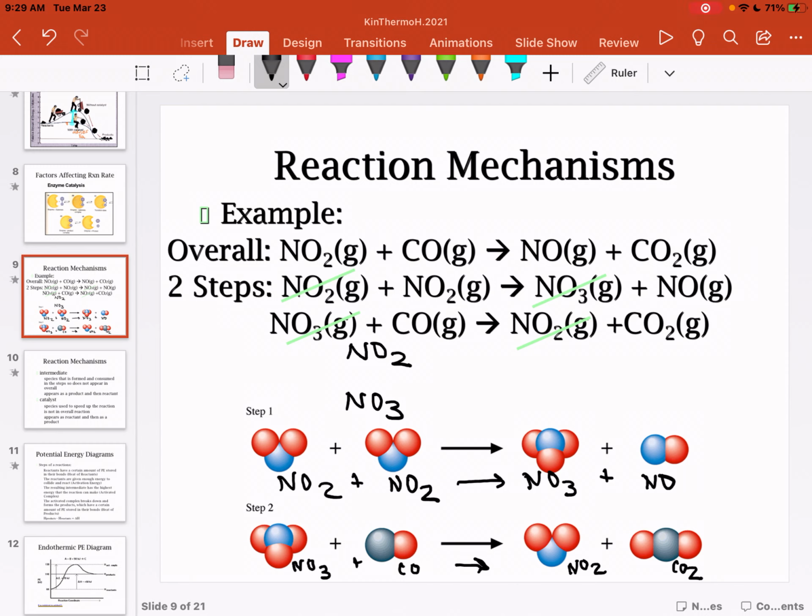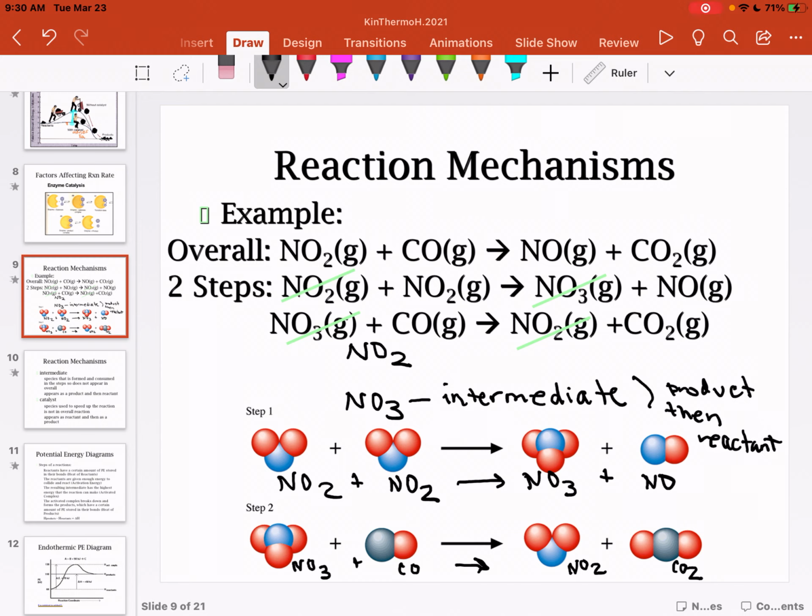Now you heard me say in words what I was doing to the NO3. You can see that it appeared as a product, and then in a later step, I looped it around and it became a reactant. As a result, NO3 is referred to as an intermediate. And we said, how do I know it's an intermediate? Because in an early step, it appears as a product. And then in a later step, it appears as a reactant.